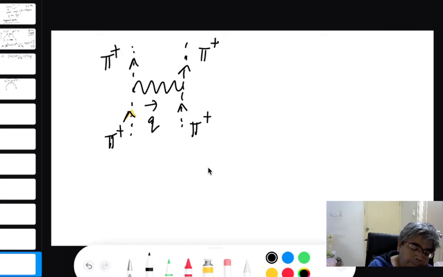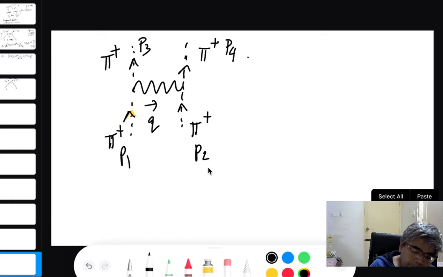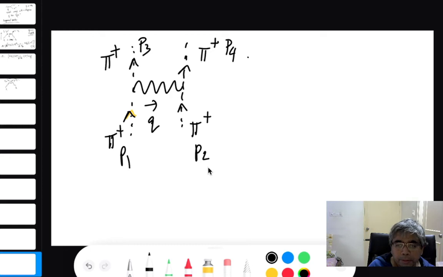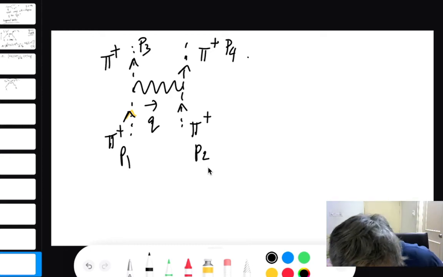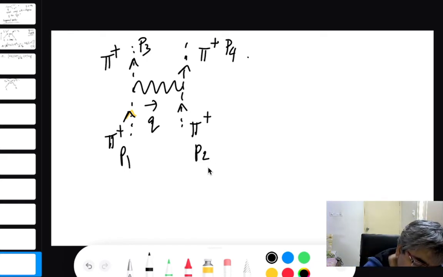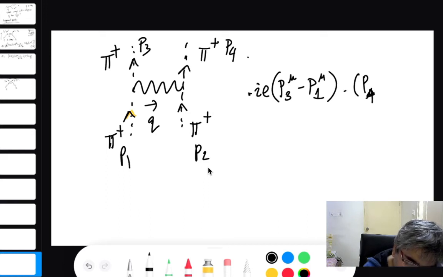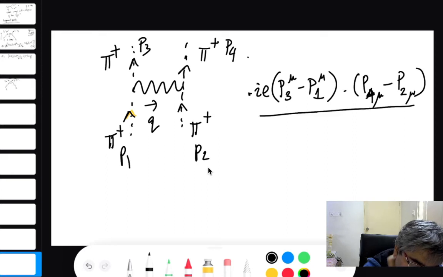Pi plus, Q, P1, P2, P3, P4. So the amplitude of this diagram will start with, because the initial and final states, the wave functions, are just unity, they don't have anything else. So the amplitude will start with the momentum. So this will be i e (P3 mu minus P1 mu) dot (P4 mu minus P2 mu), divided by Q squared, where Q squared is (P3 minus P1) whole squared.